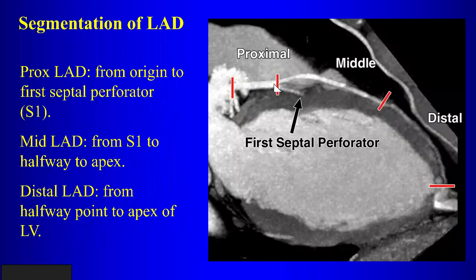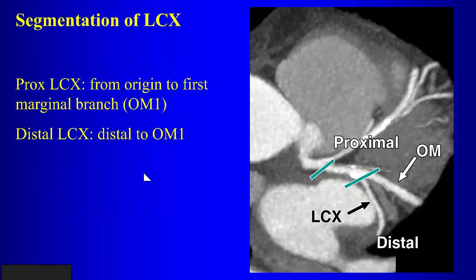That is called S1. So that is the proximal LAD. The mid-LAD is from where S1 comes off to halfway to the apex of the ventricle. So that is the mid-LAD. And then the distal LAD is from that halfway point to the rest of the LAD. So that is the distal LAD.